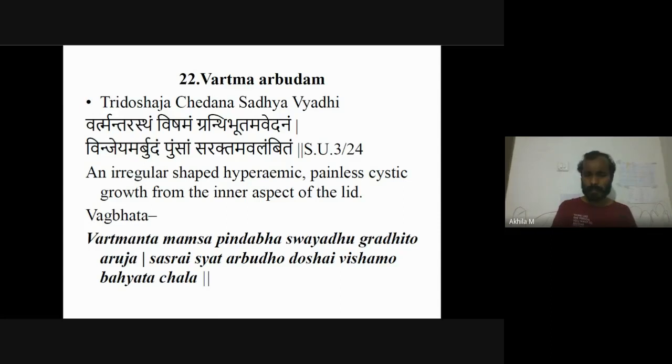So, here is some swelling. Varma on the Mamsa Pindava, like that of a muscular growth, Mamsa Pindava, Shoyudu, Gredudo, Aruja. Without any pain, there is some swelling. Sasre is there, Arbudo, Doshe, Vishamoho. Irregular swelling will be there, Bahida, Chala.